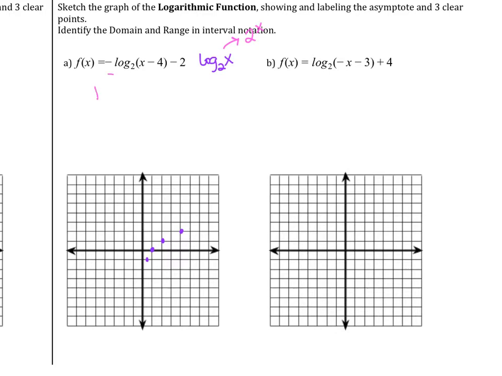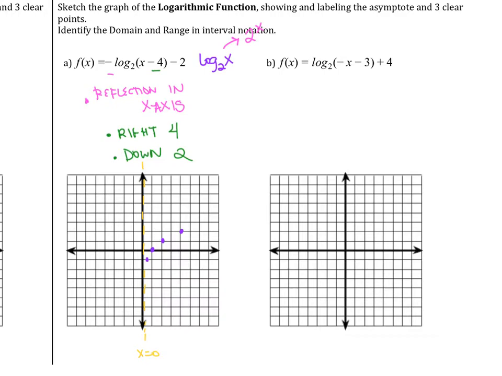Now the negative in front means it's a reflection in the x-axis. Then inside, the negative 4 means it moves to the right 4. Negative 2 means down 2. So since we have our parent, log base 2 of x, we're going to go ahead and do the reflection in the x-axis. So the x-axis is here, right? And remember that our vertical asymptote is here. We cannot ever have 0 or negative in the log, so x equals 0.